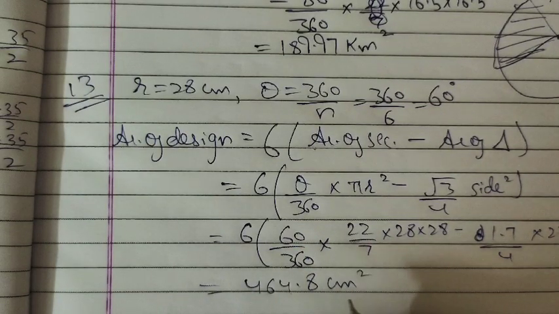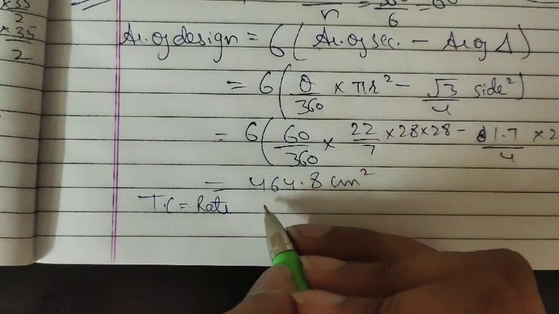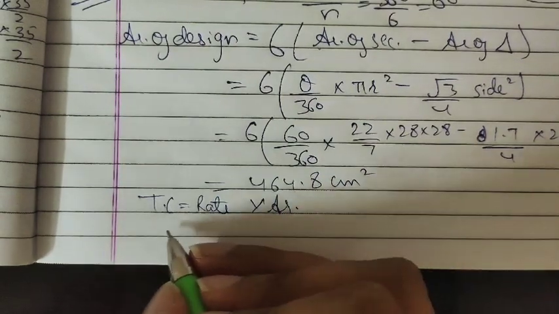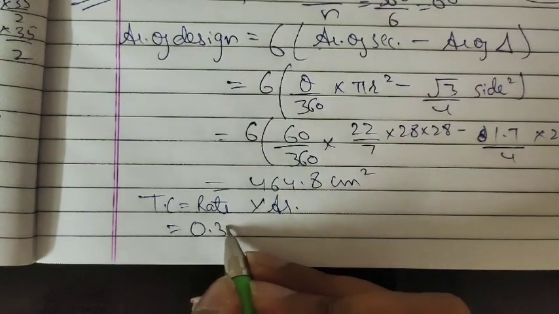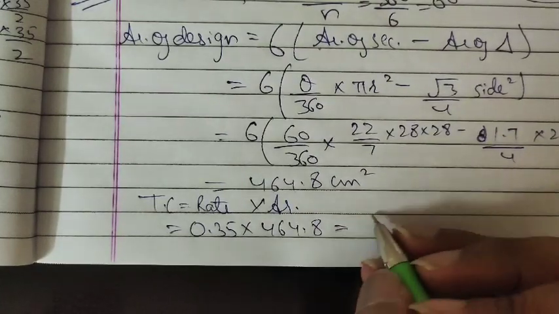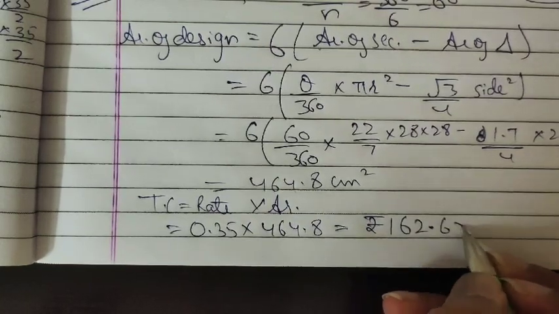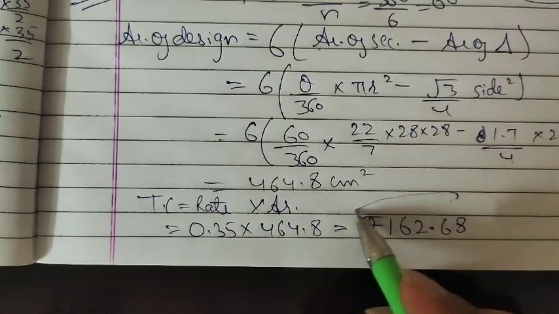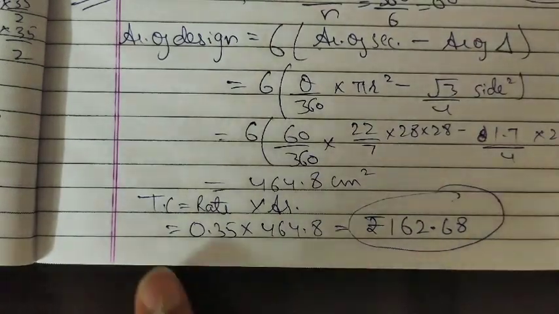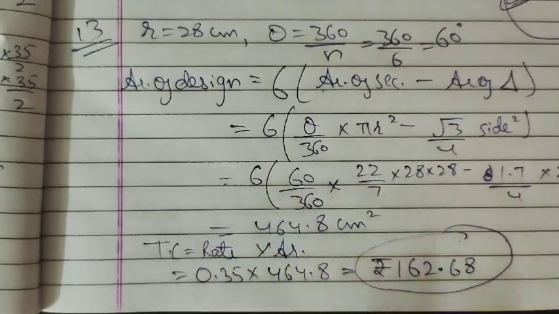Now cost of 1 centimeter square is this one. So we know that total cost is equal to rate multiplied by area. So rate is 0.35, multiply area is 464.8. So the answer will be rupees 162.68. So this is our final answer. The formula is total cost is equal to rate multiplied by area. So this is question number 13.